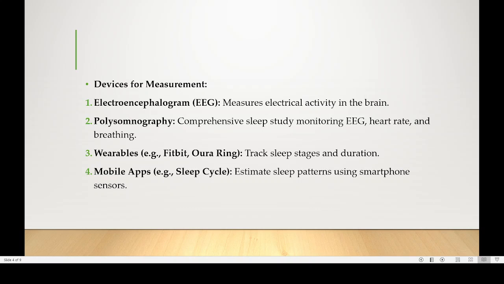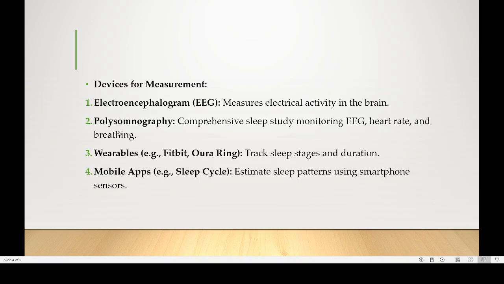Here you can see that several electrodes will be placed on your head, and it will be measuring the very weak electricity produced by your brain, and that will be connected to a computer. Using software, it will be able to show the different types of waves produced by the brain. So that is known as the electroencephalogram, which measures the electrical activity in the brain.